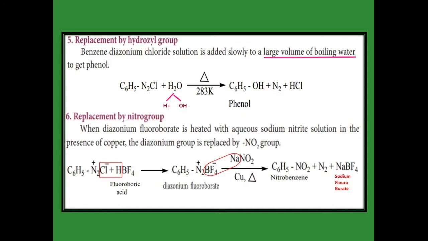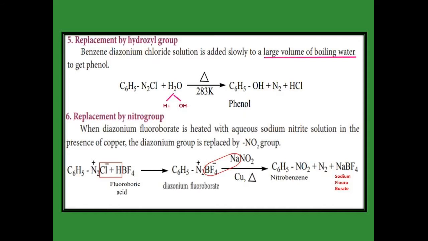When benzene diazonium chloride is heated in a large volume of boiling water, water splits into H plus and OH minus. The H plus takes away the chlorine from benzene diazonium chloride. Nitrogen is removed from the benzene diazonium chloride and C6H5 is attached with the OH. We get phenol.